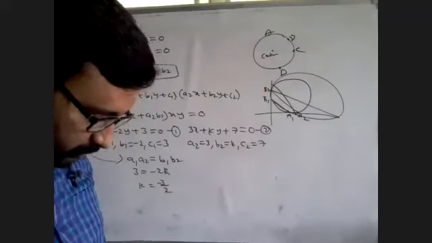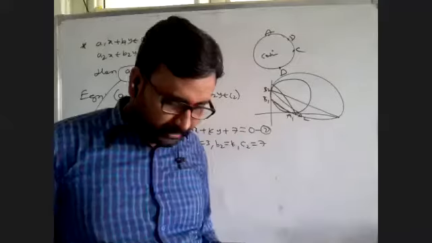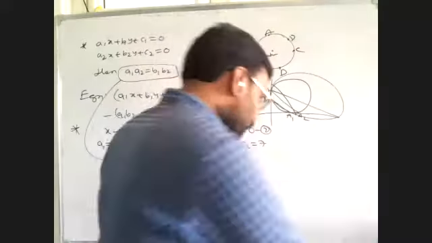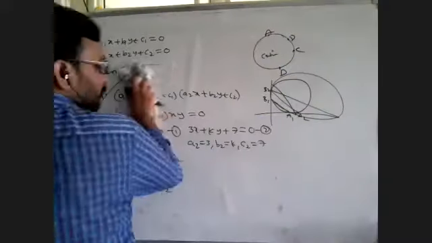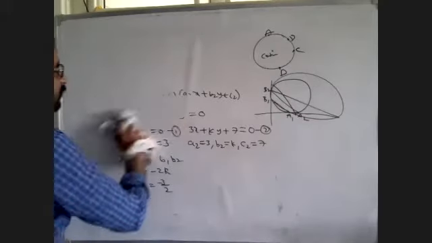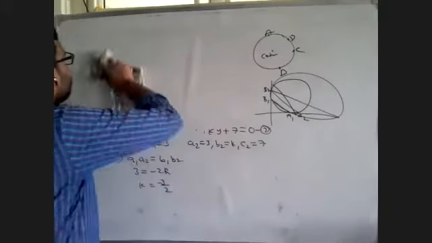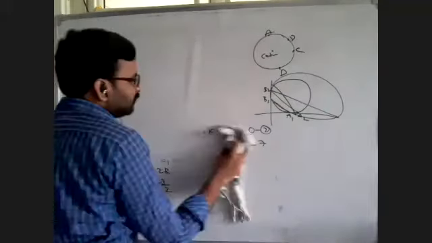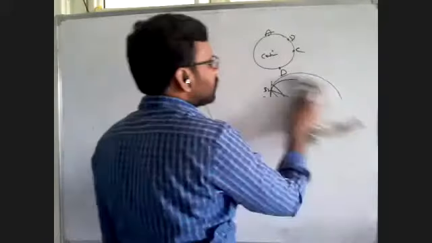Next, maximum and minimum distance from a point to the circle. This is also new for you. Maximum and minimum distance from a point to the circle.